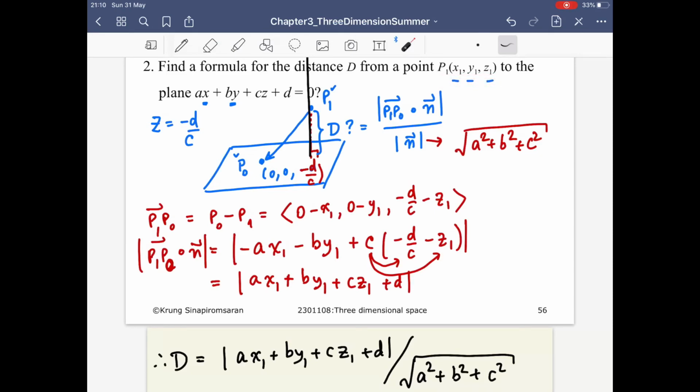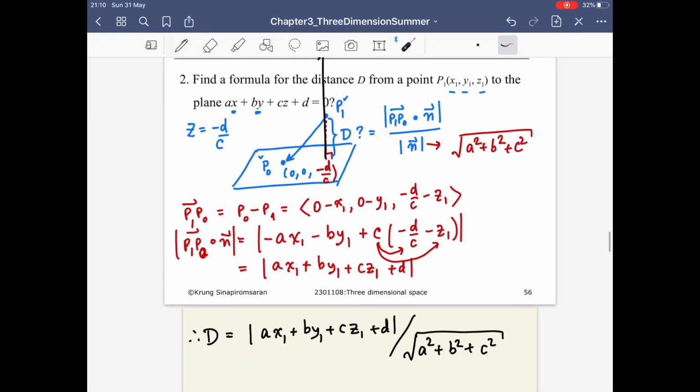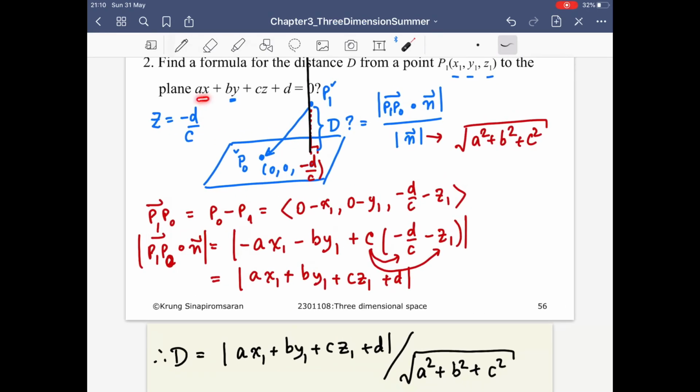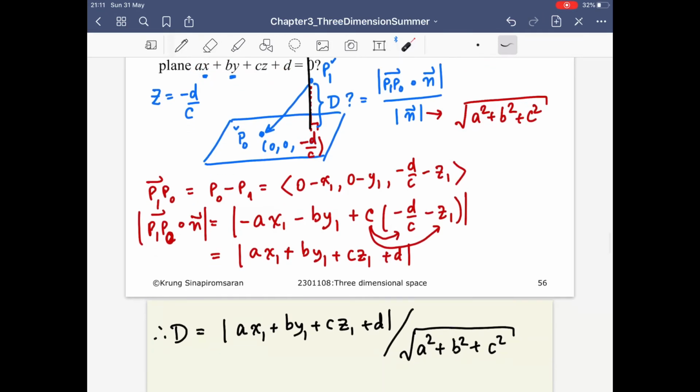In some books this value d is on the right hand side, so the formula may change a bit: instead of plus d it becomes a negative d. So this depends on the setting of the equation of the plane at the beginning. Here, the setting is ax plus by plus cz plus d. So it is the distance between this plane and the point given there. Okay, all right.